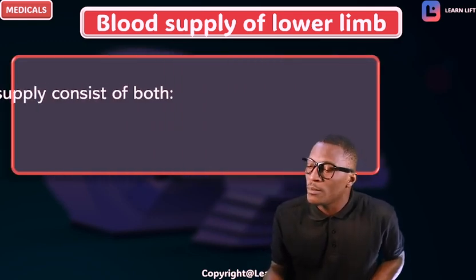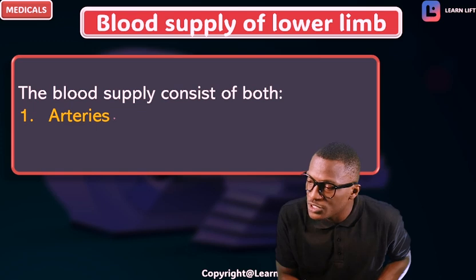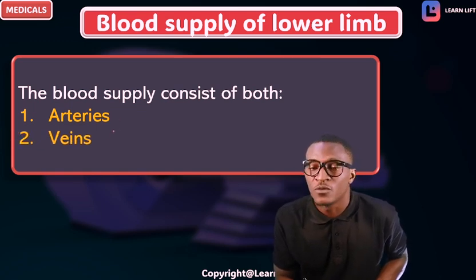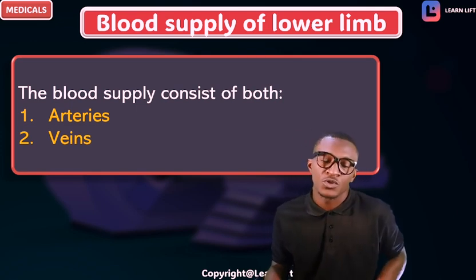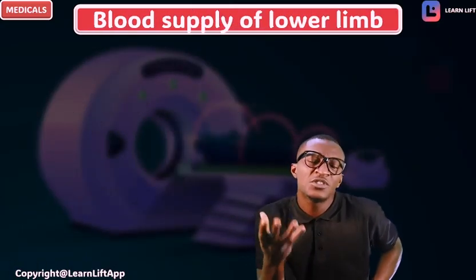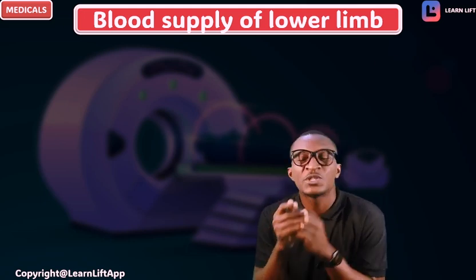So we said that when we talk about blood supply, the blood supply consists of, 1, your arteries, and 2, your veins. So both arteries and veins form what we call the blood supply. Now, if you say you understand that, let's now trace the blood supply. How does blood first get to the lower limb? Let's trace from the heart.